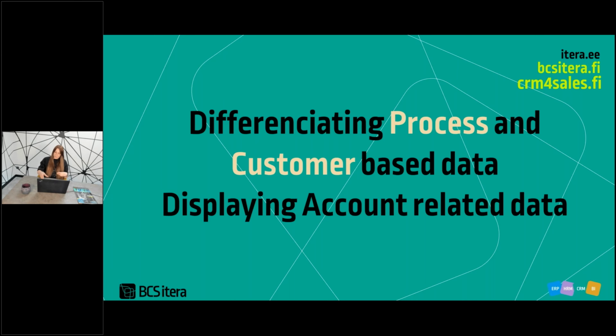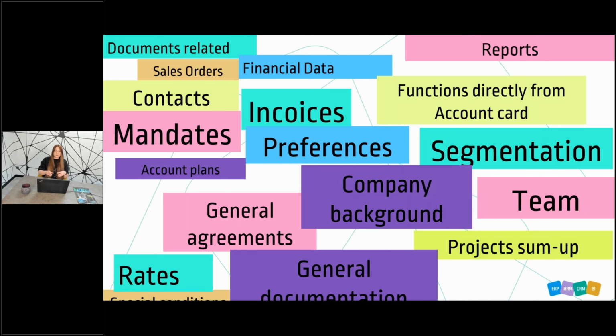But we should think about whether there is something about the customer that we need to know about their general background. Maybe there are particular rates promised to this customer, and they are applicable to all the projects. Or maybe you want a list of documents about the whole customer. Or maybe there are some general agreements. Or maybe there is financial data like billing and overdue invoices, and you want to have a general picture of that. Or maybe on an account card, you would want to see a summary of process-based data.